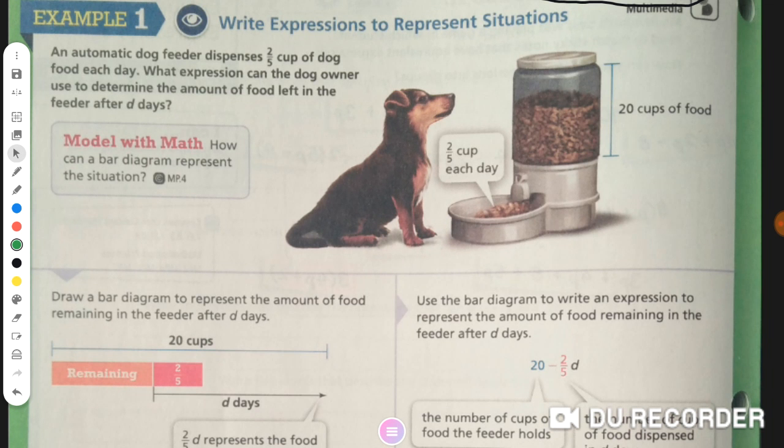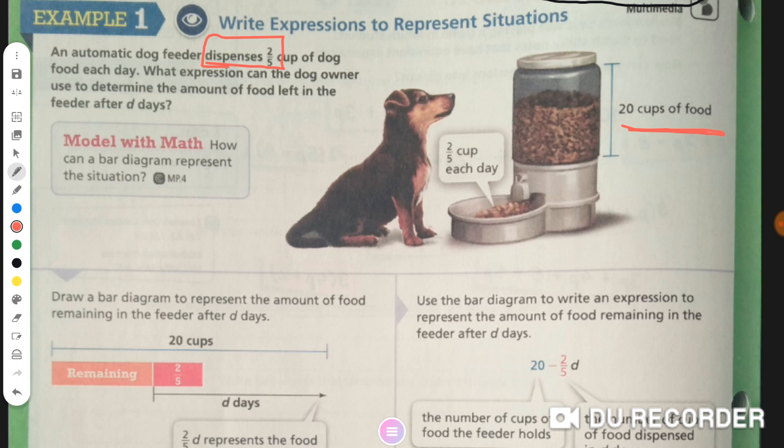This machine holds 20 cups of food. Each day, it dispenses 5 cups of the dog food.